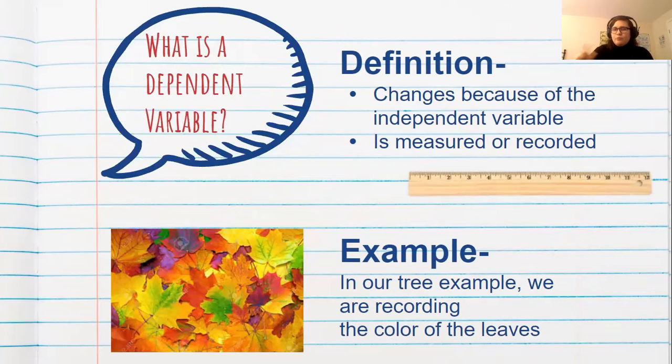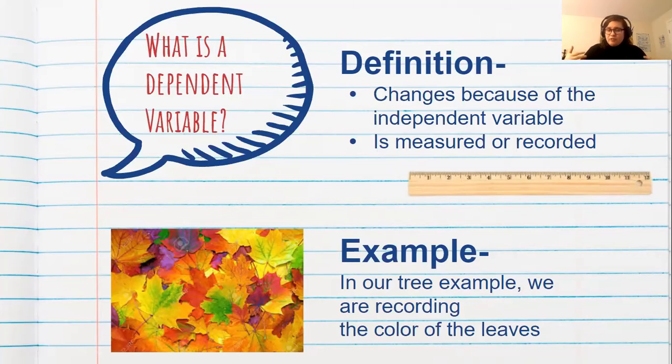A dependent variable is something that changes because of the independent variable. And it's usually what you're measuring or recording. So if you're putting down information about something into a table, that's usually going to be your dependent variable because it depends on what your independent variable is doing. So an example of this, again, back to our leaves, the colors that the leaves end up turning based on the daylight is our dependent variable.